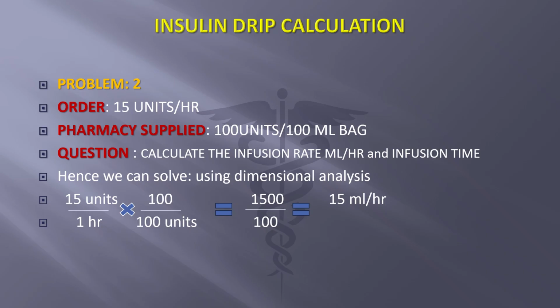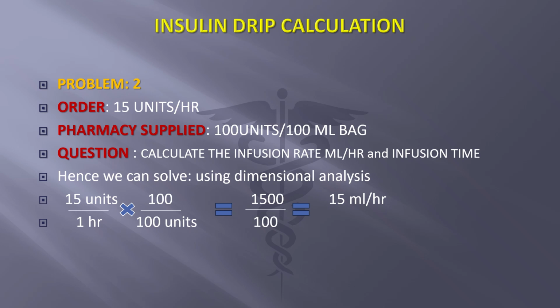Let's move on to the next question. Again, the order by the physician is 15 units per hour. He will tell you, sister, start at 15 units. They will never tell you ml per hour. They will always tell you units per hour because they don't know what supply is coming from the pharmacy. This time I kept it the same, 100 units per 100 ml bag, but be very careful what they will give you. The question is now: calculate the infusion rate, that is ml per hour, and tell me the infusion time.